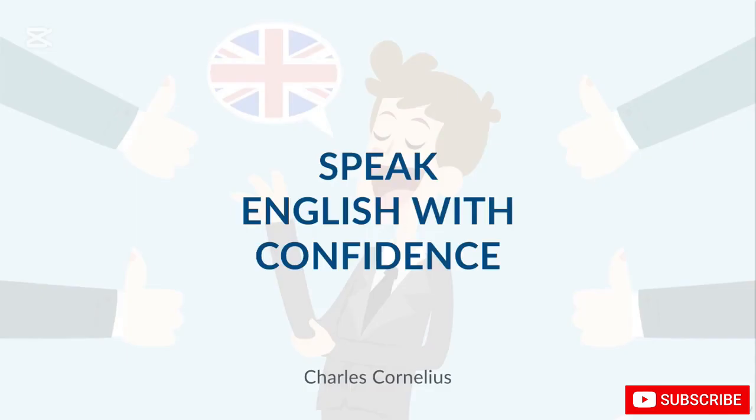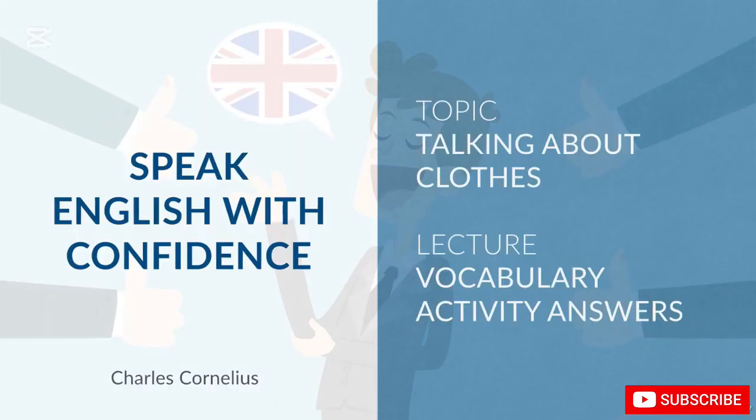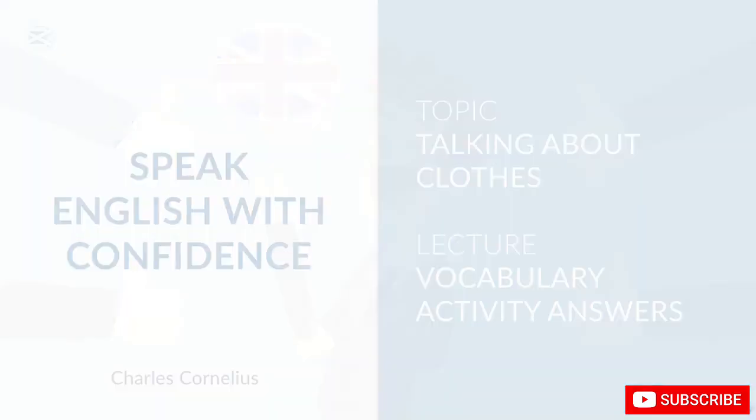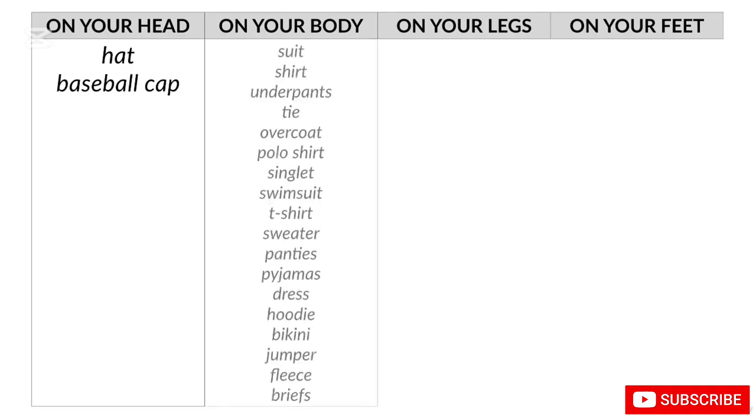So let's go through the answers to the vocabulary activity. So I asked you to think about where you wear clothes. Was it on your head, on your body, on your legs, or on your feet? So on your head, you should have hat and baseball cap. And that's it.